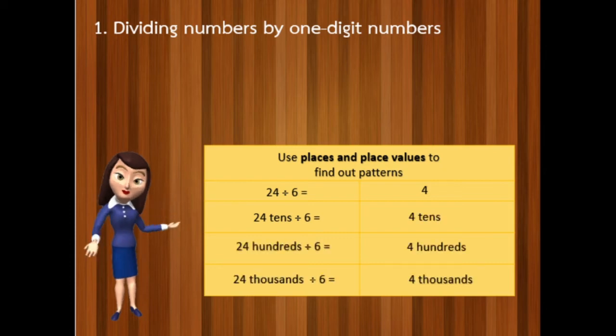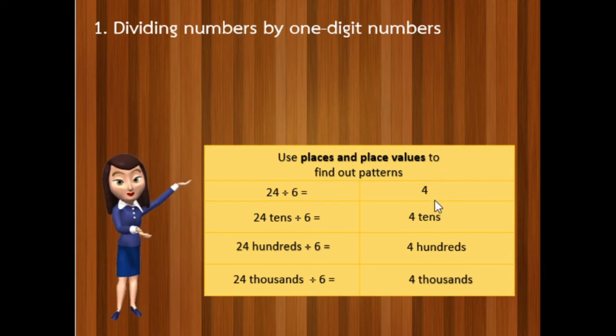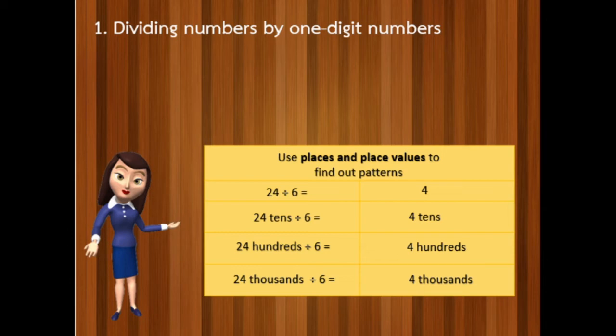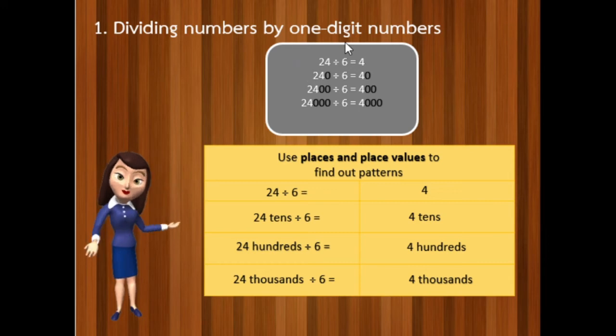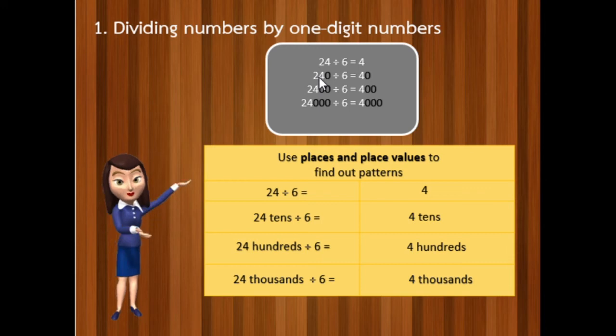When we write these in numbers, we just have to remember to add 0. So, look at here. This would be the outcome or the product. 24 divided by 6 equals 4. 24 tenths, so just add 0. 24 hundredths, add 0.